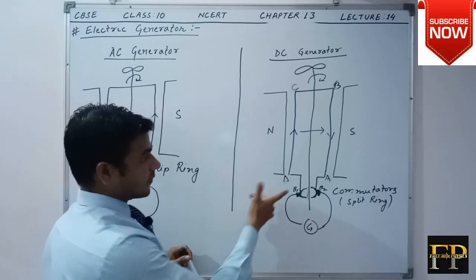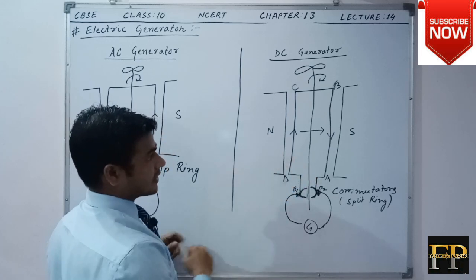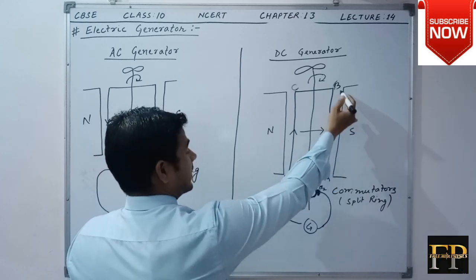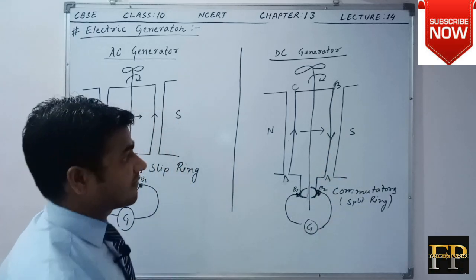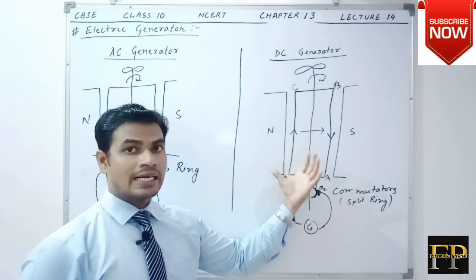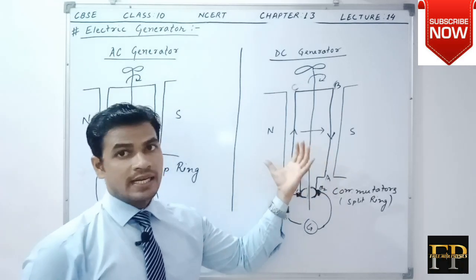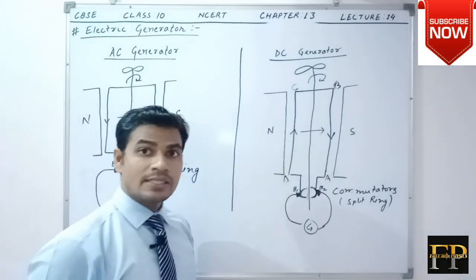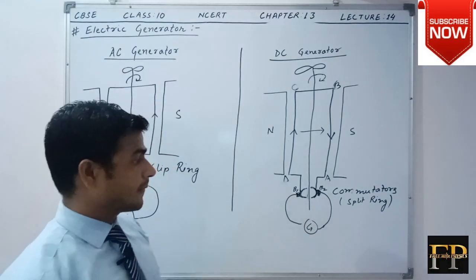And when we find the direction of current in the arm CD, the current is still moving in the upward direction in this case, and in the arm AB the current is still moving in this direction. So after every half rotation the direction of the current remains unchanged. It means there is no change in the direction of current. That's why this is called DC generator, because it produces direct current.